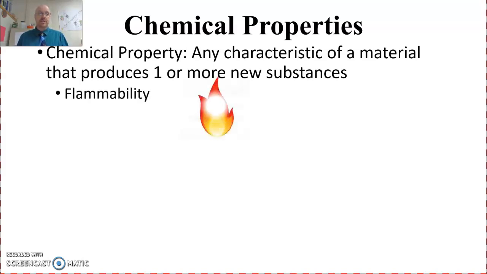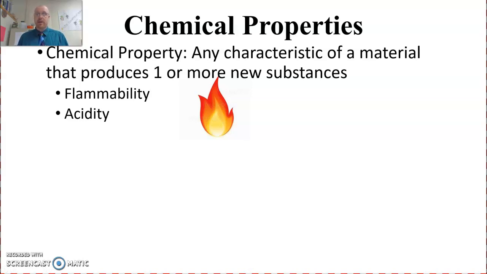For instance, flammable. If you burn something, say we're burning wood, we're turning that wood into carbon dioxide, we're turning it into smoke, we have ash, different things like that. So we use the chemical property of the wood to turn it into something else.